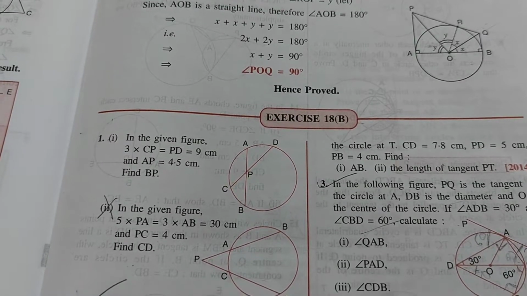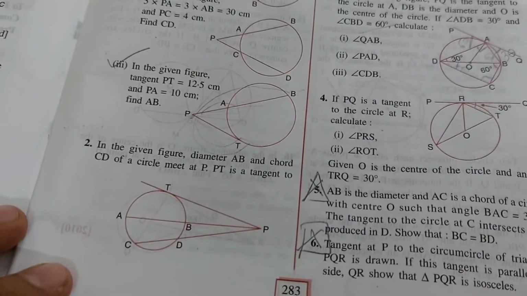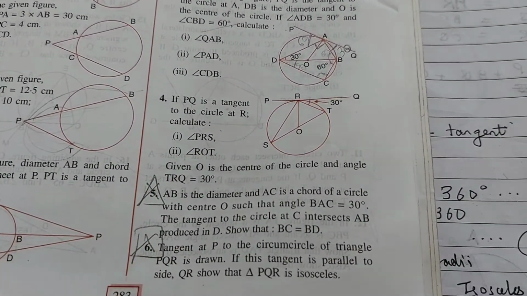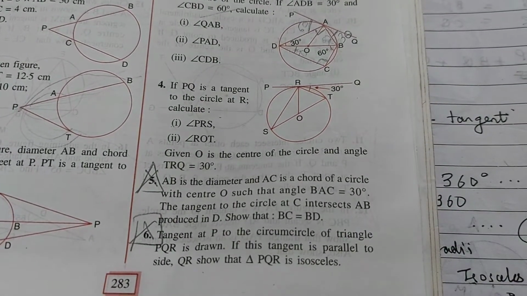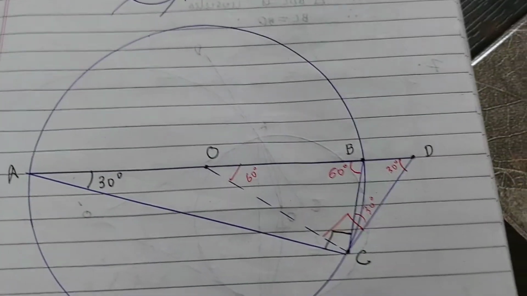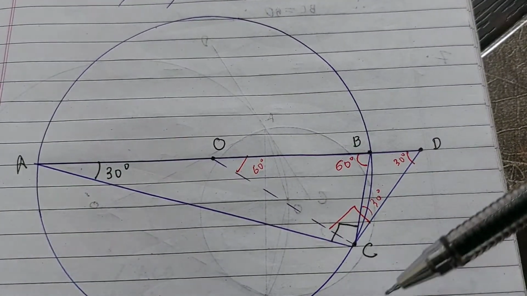18B part 2. We'll do some sums which were cancelled in the previous video. Let's start with question 5. Question 6 will be for homework. Draw the diagram on your own. Here's the diagram. Whatever is in red is not given, that we'll find in the course of solving the sum.